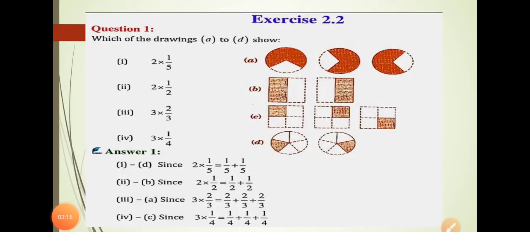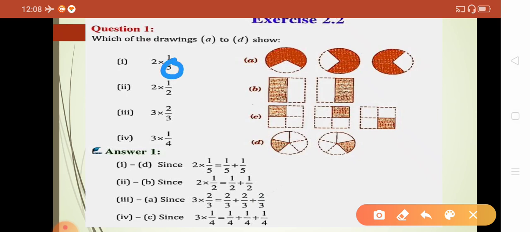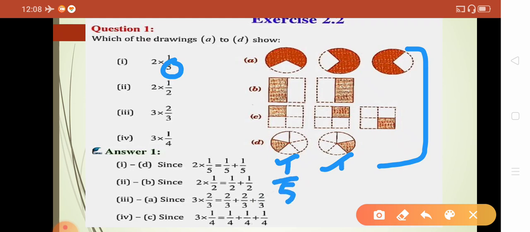Here is the first question. Which of the drawings A to D shows? You have to match the columns. So 2 multiply 1 by 5. That means here it is the fraction, 5 parts are there. So you have to check in these drawings which one shows 5 parts. So here are the 5 parts. This is 1 by 5, this is 1 by 5. So 2 multiply 1 by 5 is this. That means A part is with D1.